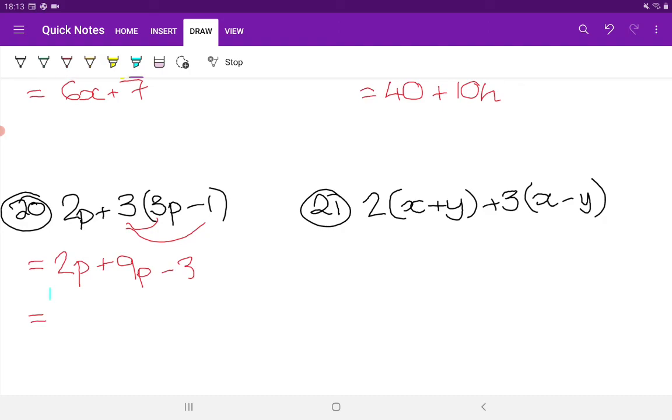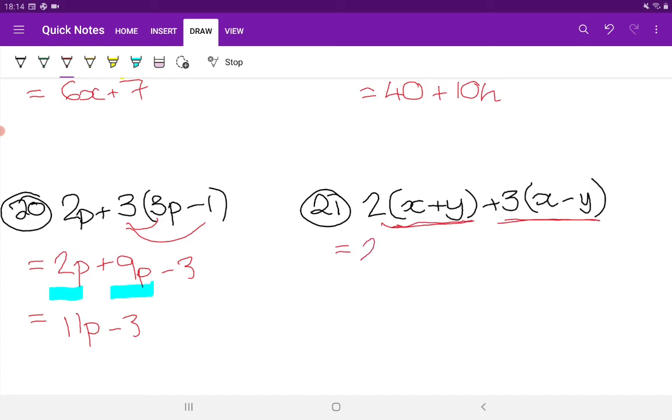So what have I got? I've got a 2p plus a 9p. Well, that'll be 11p, and then the minus 3, there's no other numbers to tidy up, so that'll just be minus 3. Equally, if we end up with something like this last one, 21 here, okay, where we've got two brackets, then the 2 is going to multiply this bracket, and the 3 is going to multiply that bracket. So let's just concentrate on doing that first of all.